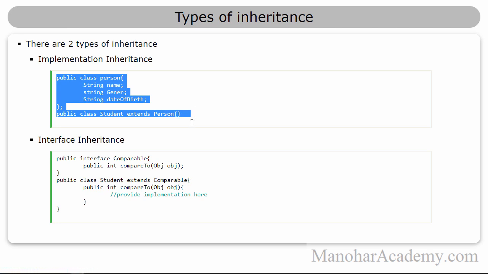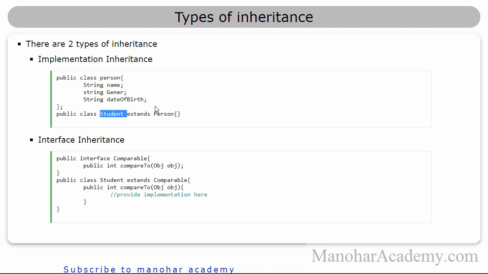So what is the benefit of extending Person? First of all, to extend Person, the Student should have an is-a relation. That is, a student is a person, so I can extend from Person. As a result, the Student is going to get all the fields and all the methods that are available from the Person.